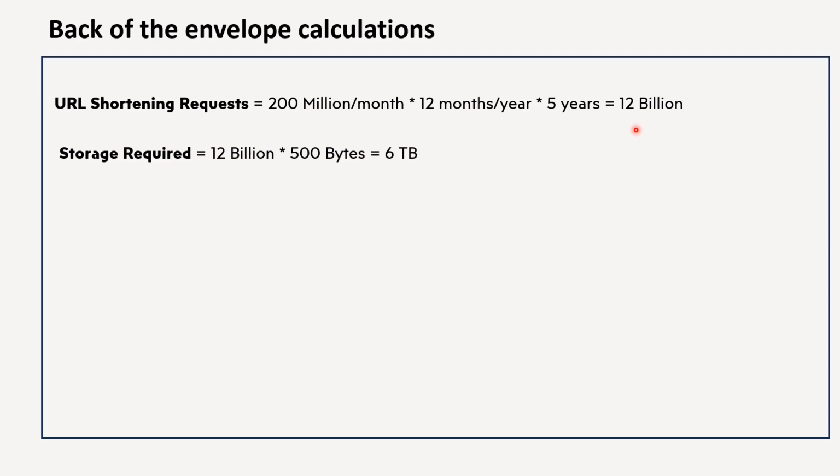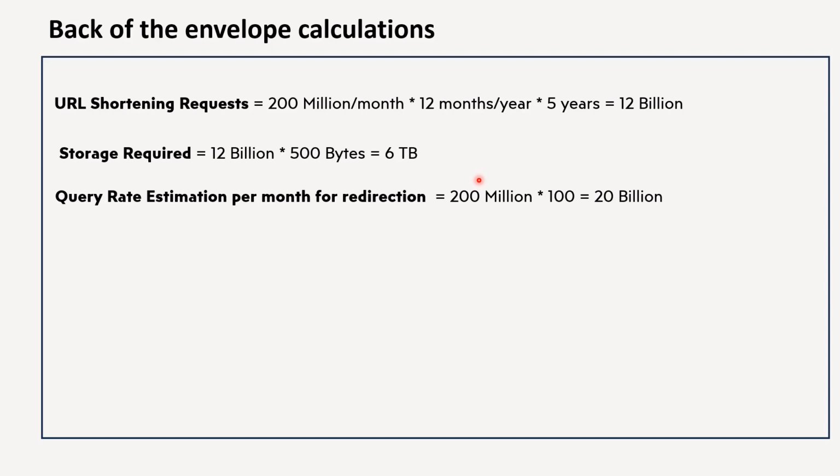Now, if you remember, we assumed that every URL shortening entry is going to take 500 bytes. Multiplying this number by 500 bytes, you get 6 terabytes. So we have to make sure that our database has a capacity of 6 terabytes minimum, because we are going to have this much data in the next 5 years. This is how you calculate the data requirement for your system.